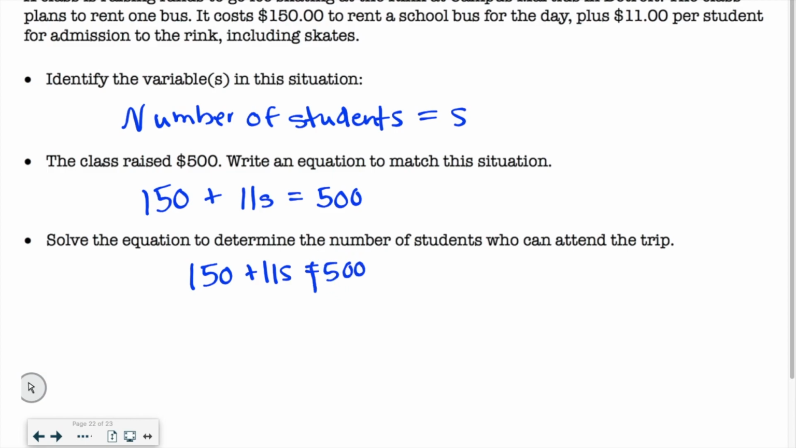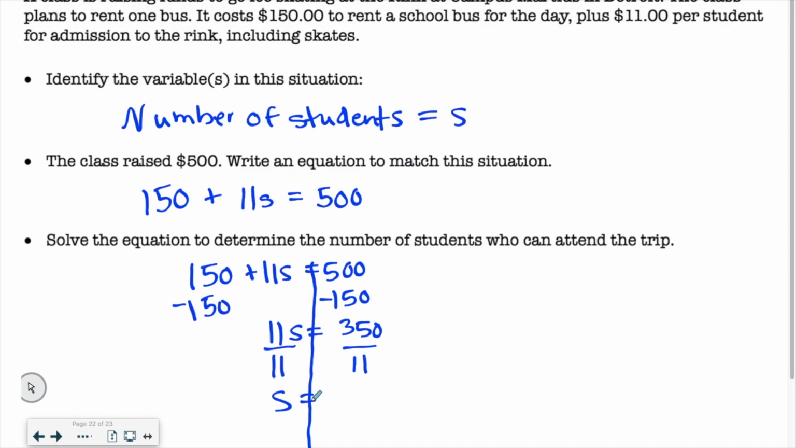Draw my little line. We're doing the adding and subtracting first. That doesn't have the variable, so we're going to subtract 150 on both sides, leaving you with 11S equals 350. Then divide by 11, which equals 31.8. And this is asking for the number of students that can attend. So obviously you can't have 0.8 of a student, which means approximately 31 students can attend the field trip.